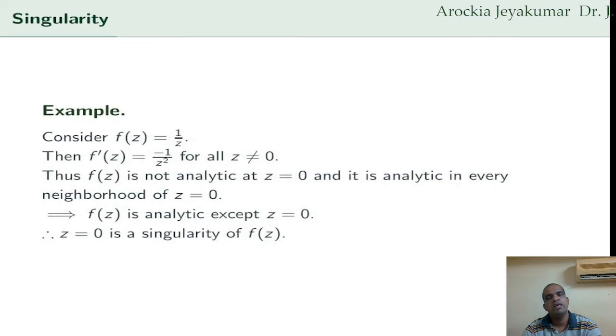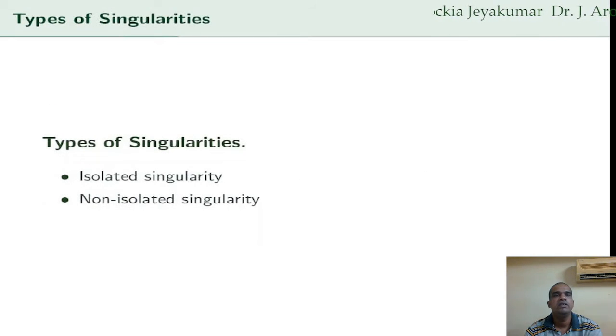See the example. Consider the function f(z) is equal to 1/z, and from this f'(z) is equal to -1/z^2 for all z not equal to 0. Therefore, f(z) is not analytic at the point z equal to 0, but it is analytic in every neighborhood of 0. Therefore, we can say f(z) is analytic except at the point z equal to 0. Hence, z equal to 0 is called the singular point of f(z).